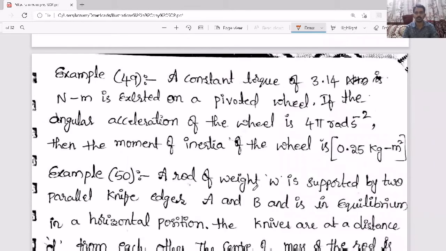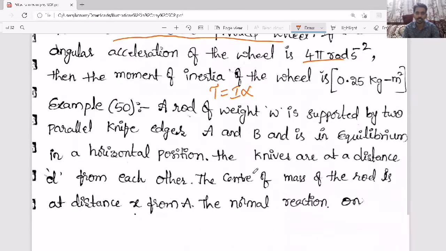Let's take one question. A constant torque of 3.14 newton meter is exerted on a pivoted wheel. The angular acceleration alpha value is given and torque is given, and they are asking for the moment of inertia. So the direct formula, as it is a rigid body rotating about a fixed axis, torque tau equals I into alpha. Tau given, alpha given.